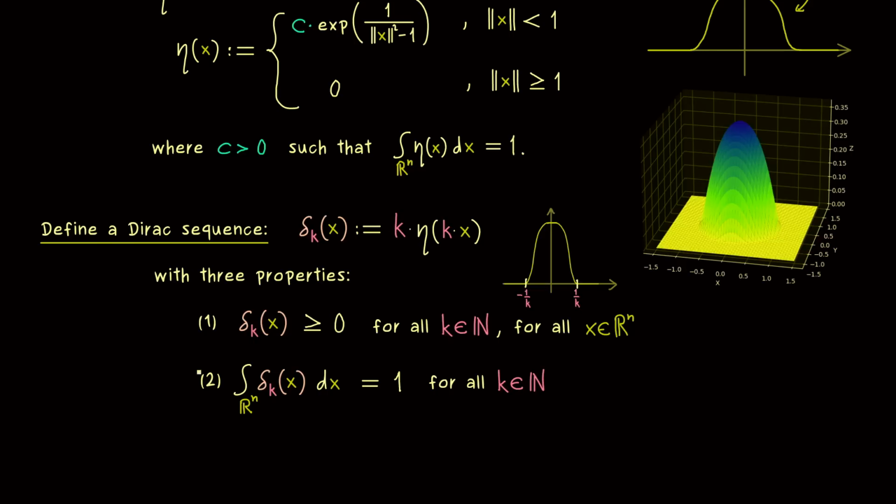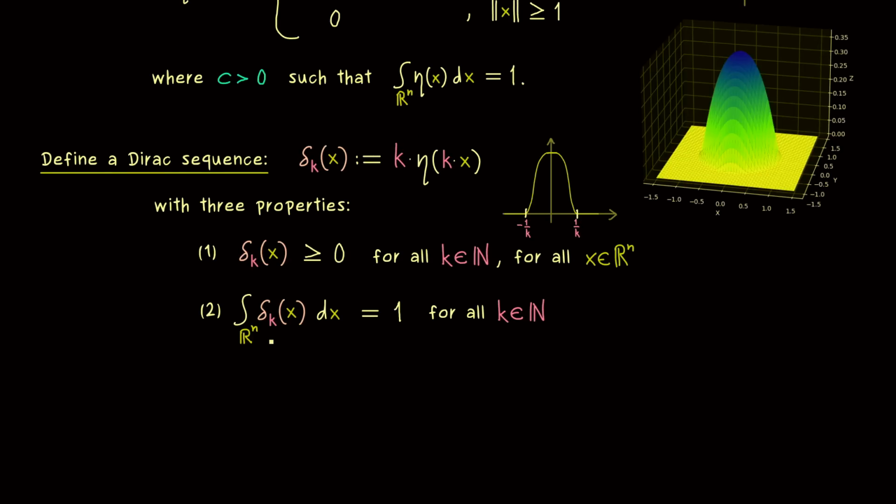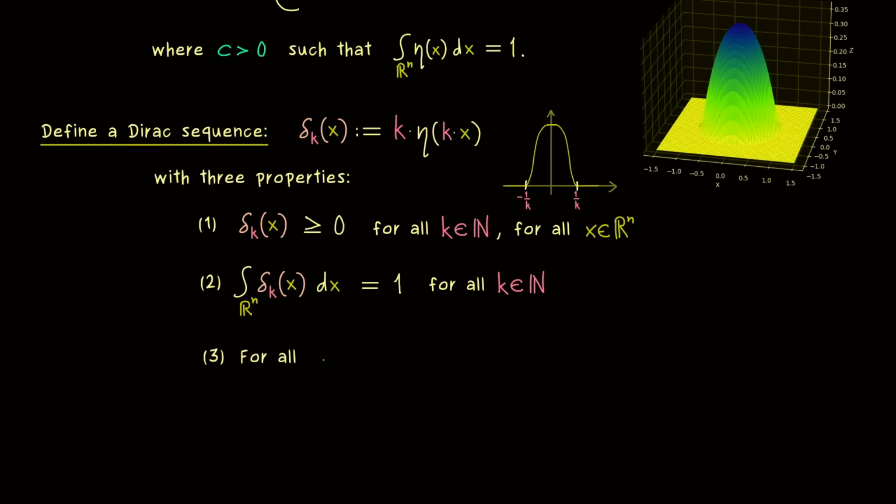Okay, so these 2 properties are not so complicated, but now comes the most important one, the third one. This one tells us that everything for the sequence actually happens in a small epsilon ball.